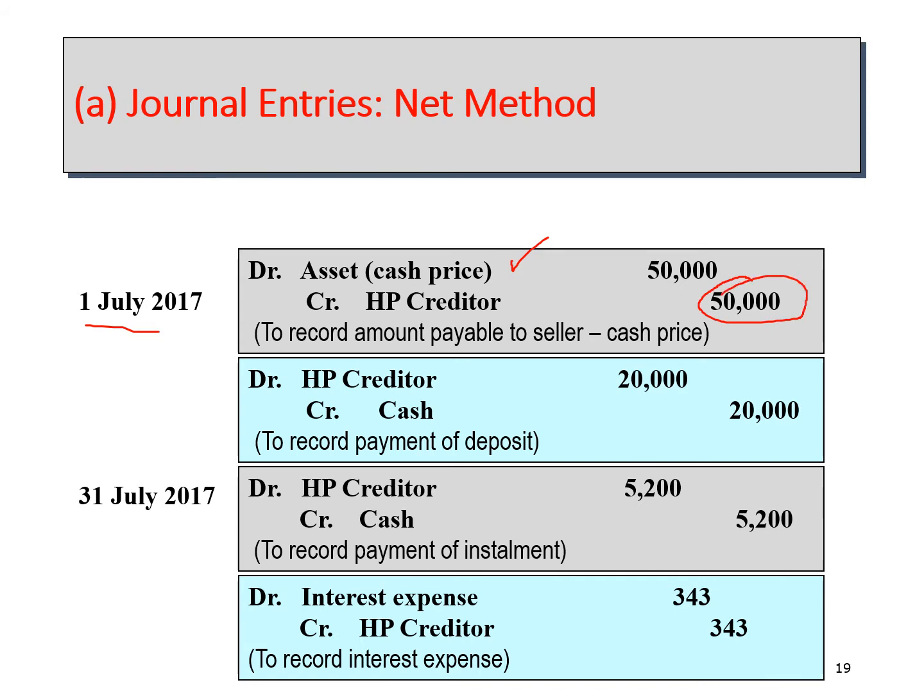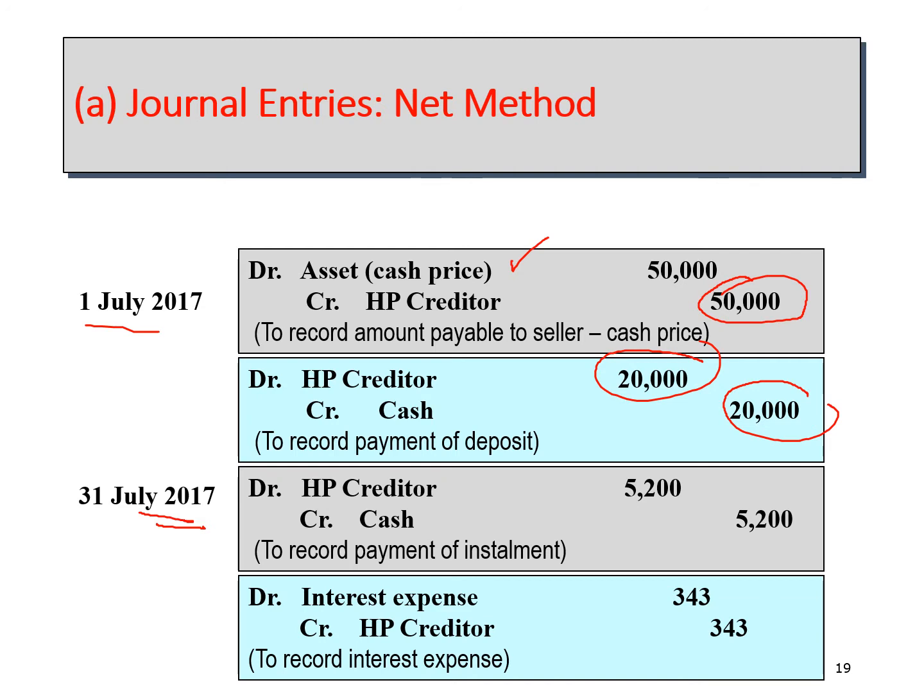This 50,000 represents the amount owed by the hirer to the owner. On 1st July as well, the hirer makes a deposit to the owner of 20,000, so we reduce the HP creditors by 20,000. You debit HP creditors, you credit cash of 20,000. The hirer also makes an installment to the owner. When you make the installment, you reduce your liability, which is your HP creditors. So you debit HP creditors 5,200, you credit your cash 5,200.